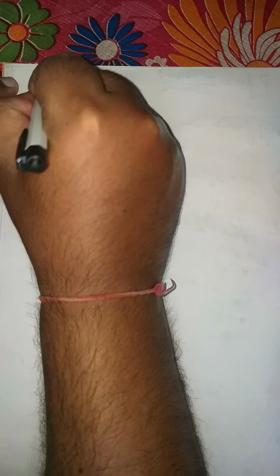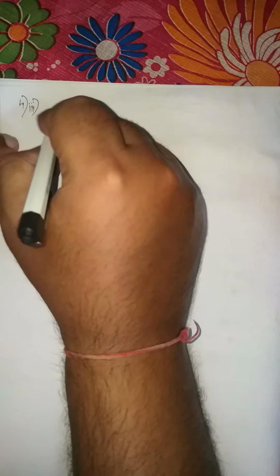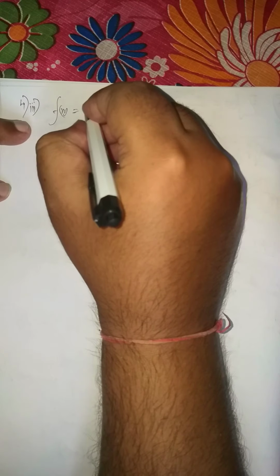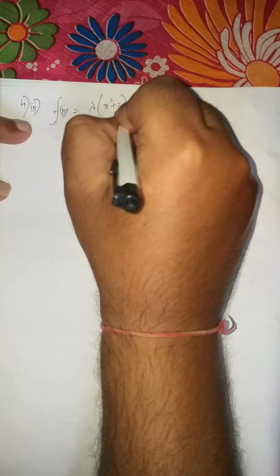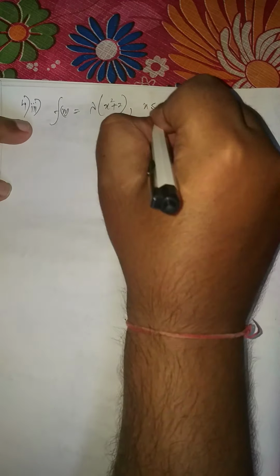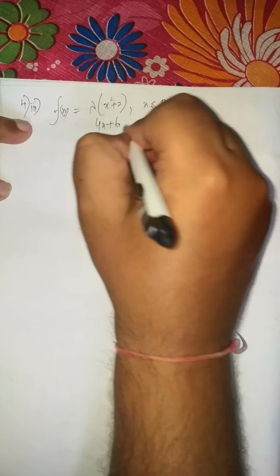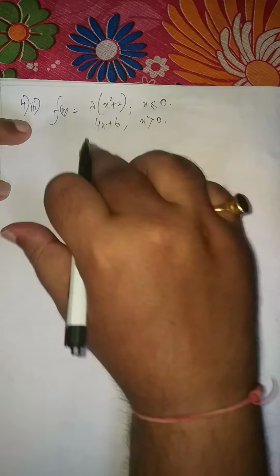Question 4, third one. Again, f(x) is equal to lambda x square plus 2, x is less than 0, and 4x plus 6, x is greater than 0. So for what value of lambda is the function continuous at x equals to 0?